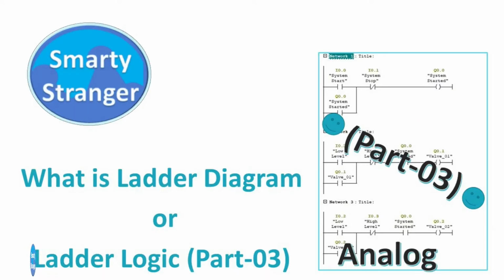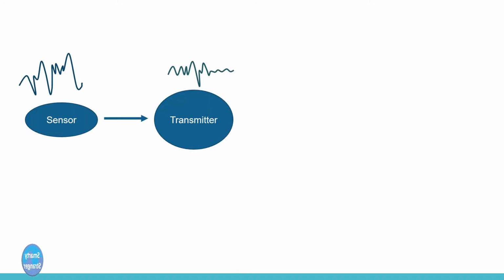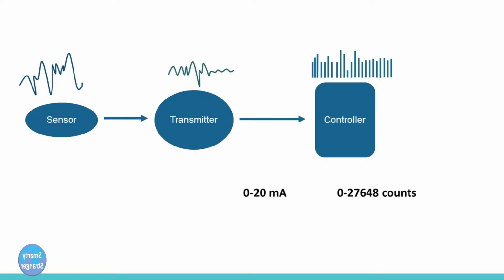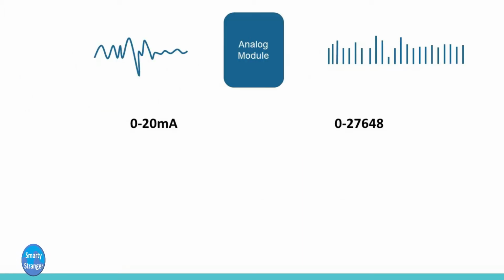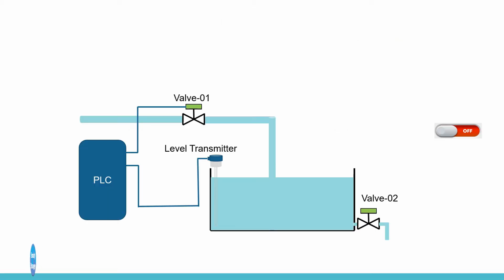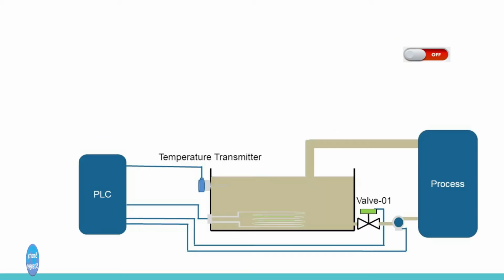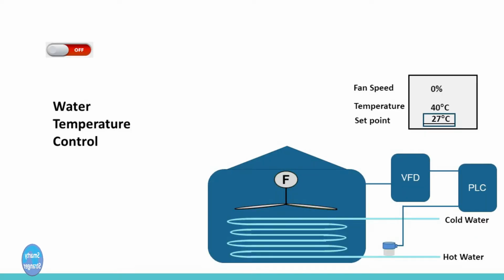Hi guys, in our previous video, we tried to learn the basics of analog programming in PLC. How a sensor senses the signal and its transmitter sends a 0 to 20 mA signal to the PLC analog card. How the card converts it into 0 to 27,648 counts. And we also made an example. In this video we will try to make more analog programs.